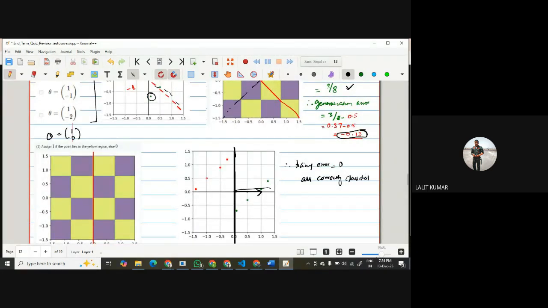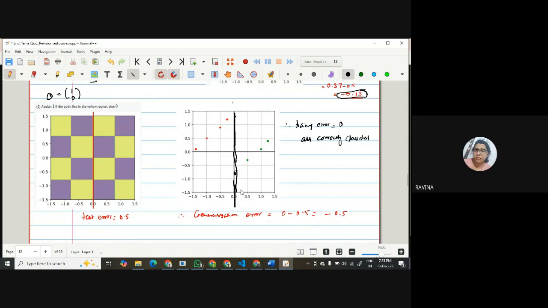This is 1, 0. So all the points on the right side will be correctly classified. Sorry, this is your decision boundary. So all your training points are classified correctly. So your training error is 0. But your test error, which is there.